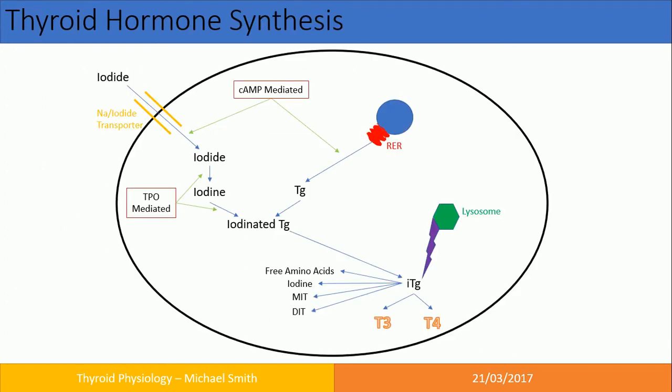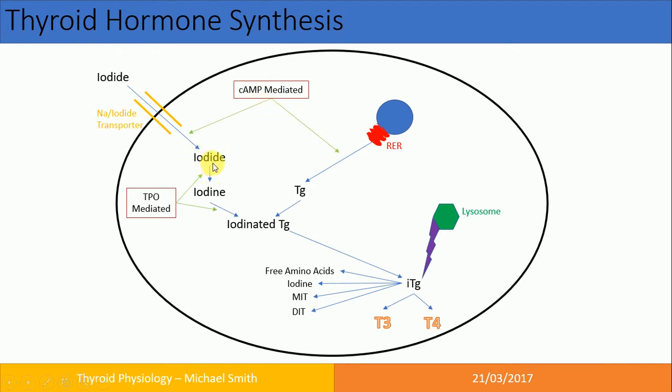So this process can be seen here again in this diagram. So first we have iodide, which is present outside the cell, being taken in by a sodium iodide transporter. And then at the same time, we have the rough endoplasmic reticulum of the cell producing our thyroglobulin, or Tg. Now these steps are both mediated by cyclic AMP, or cAMP.